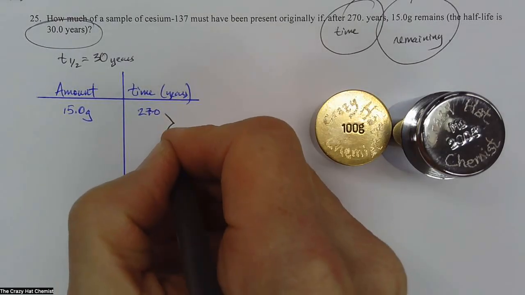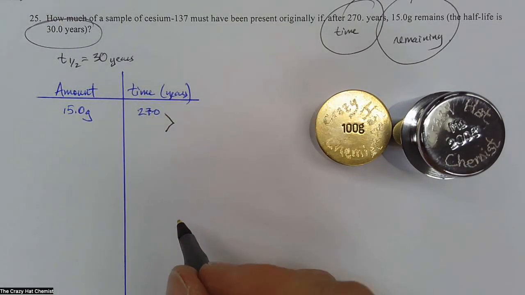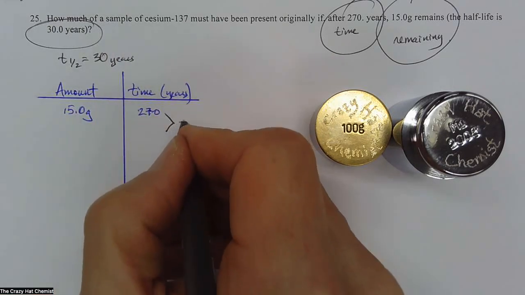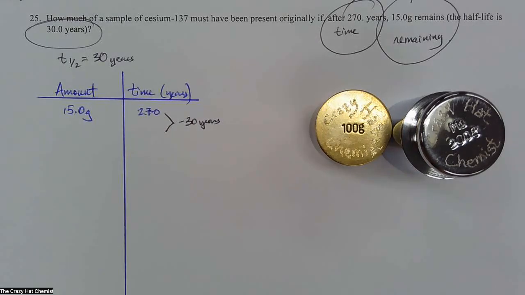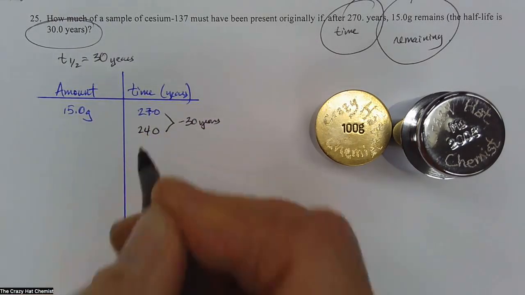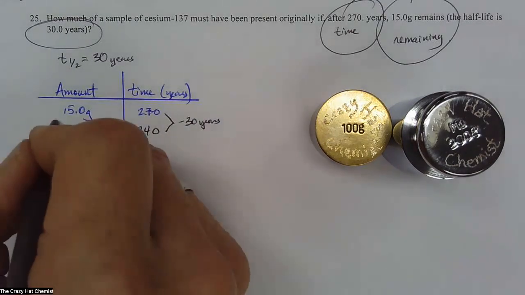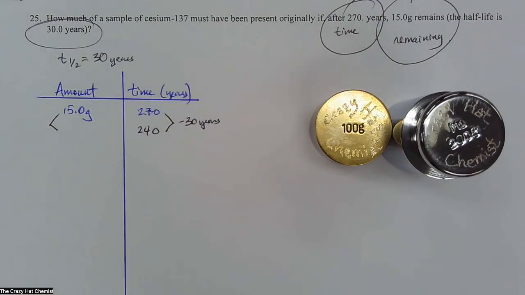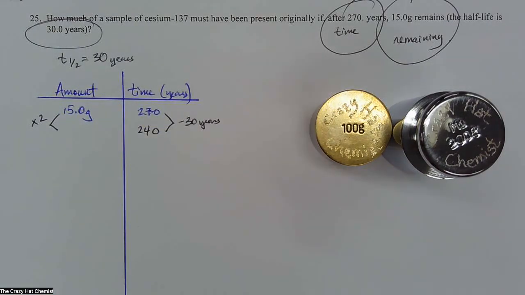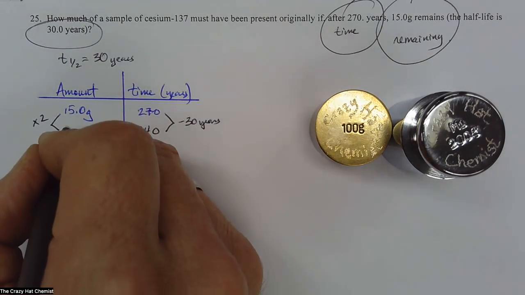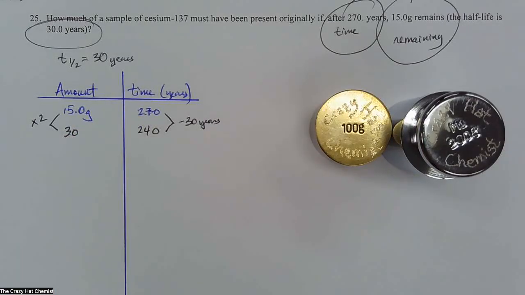So we're going to go from here to here, and in terms of the time, we are going to subtract 30 years, okay? So 270 minus 30 is 240 years. And then we want to figure out what was originally there. So we're going to have to multiply this by 2 instead of halving it, like dividing by 2 or multiplying by half. So we're going to multiply this by 2. That would be 30 grams.